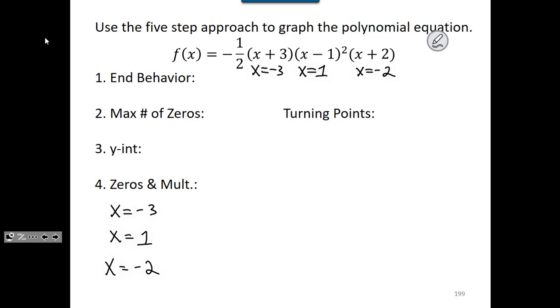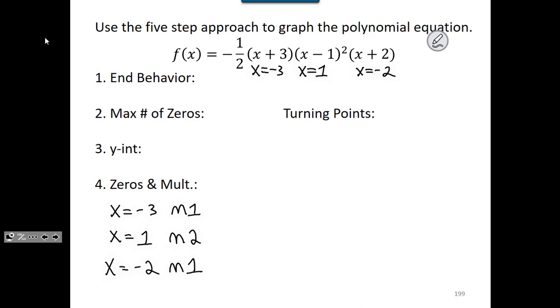And then I can look and see what the multiplicities are. X plus 3, I see that one time, so that has a multiplicity of 1. X minus 1, it's squared, which is x minus 1 times x minus 1, so I see it twice, so it has a multiplicity of 2. And then x equal to negative 2, I see x plus 2 once, so that has a multiplicity of 1.